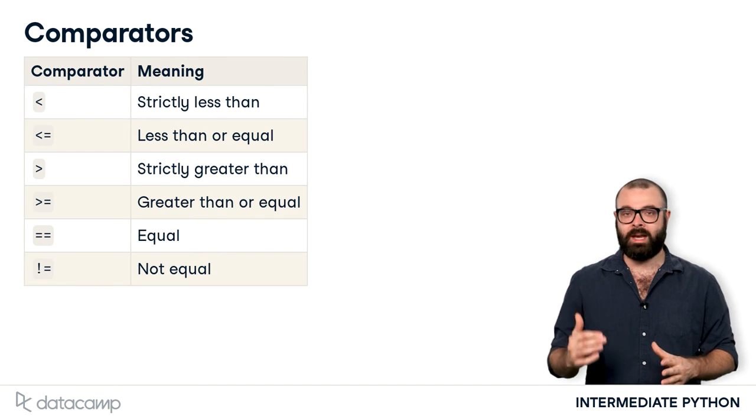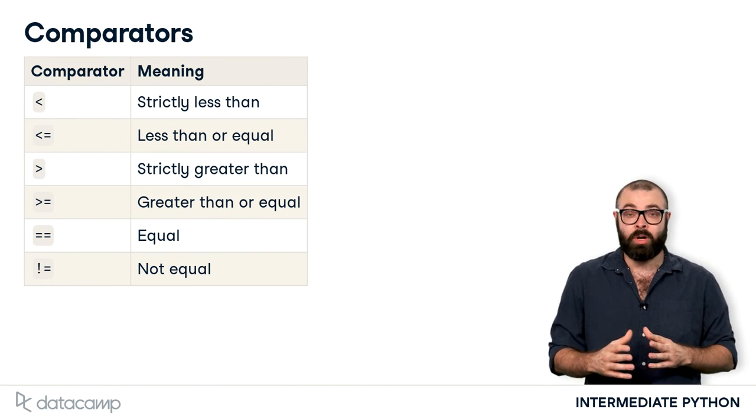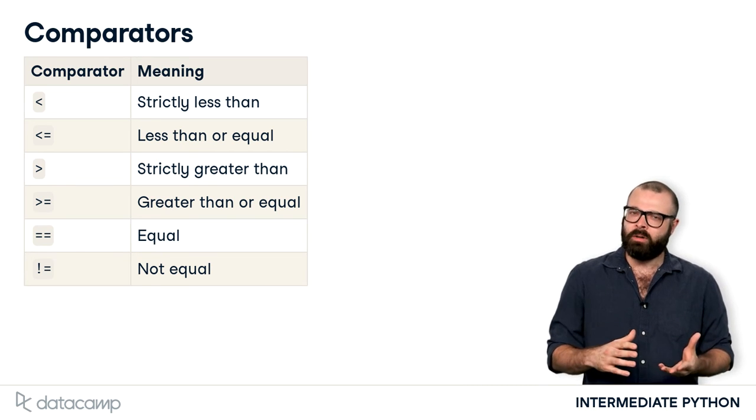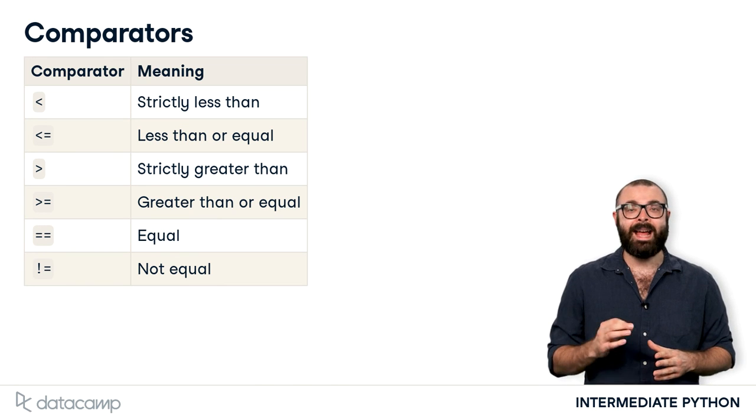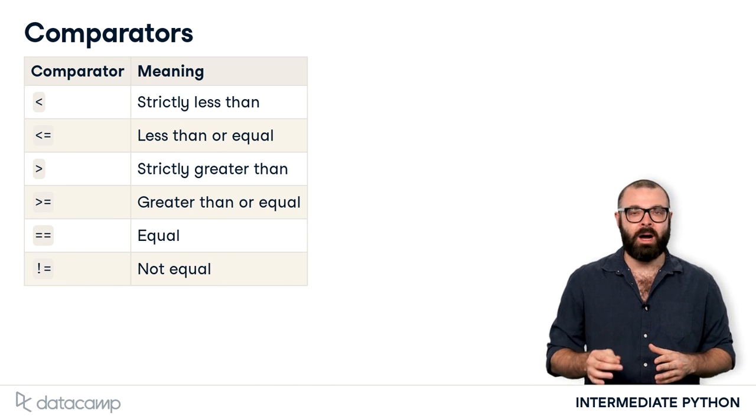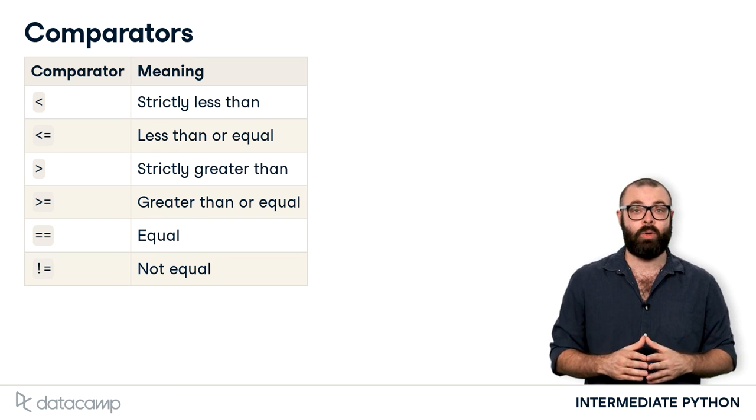Have a look at this table that summarizes all comparison operators. You already know about some of these. They're all pretty straightforward, except for the last one maybe. The exclamation mark followed by an equal sign stands for inequality. It's basically the opposite of equality.